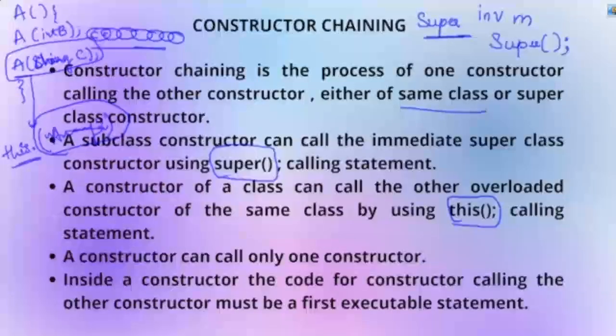A constructor can only call one constructor. This is a rule, keep this in mind. Inside a constructor, the code for a constructor calling the other constructor must be the first executable statement. Okay, so now let us see how to use this constructor chaining with an example.